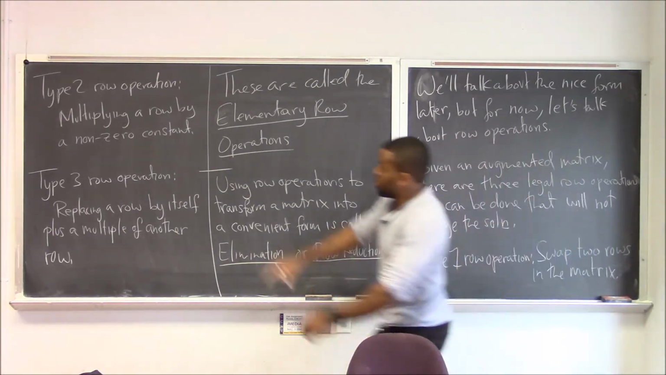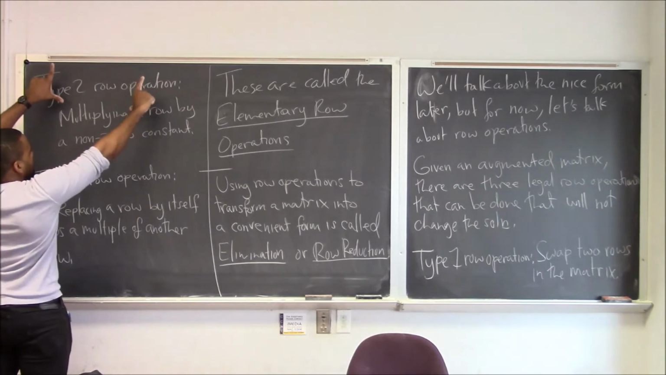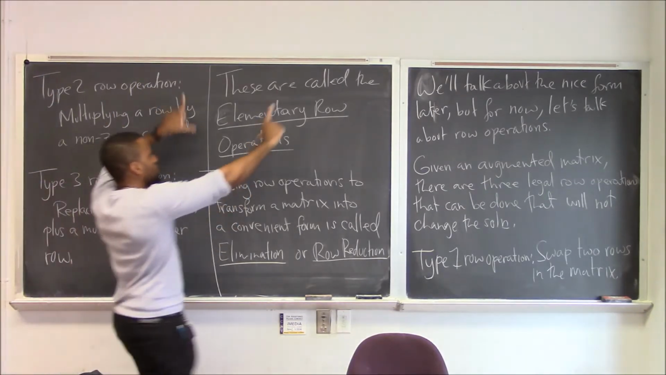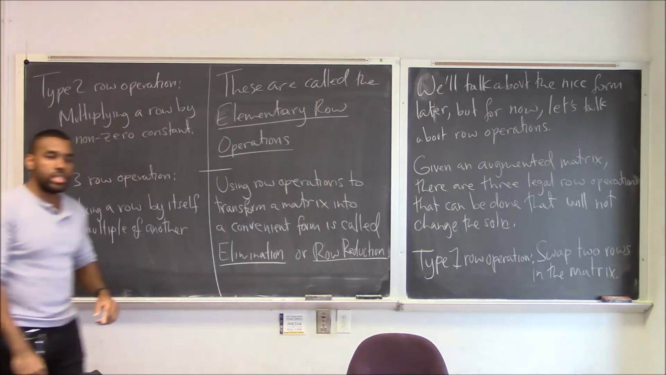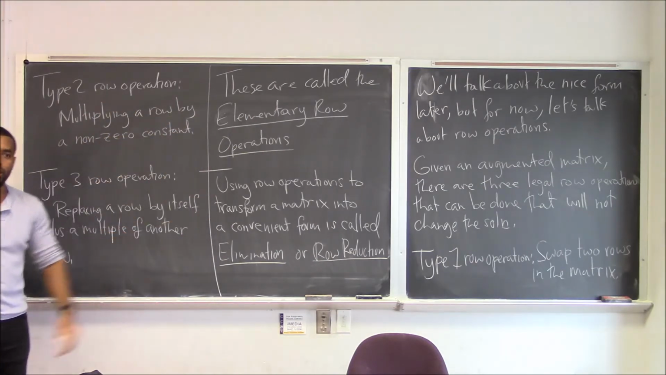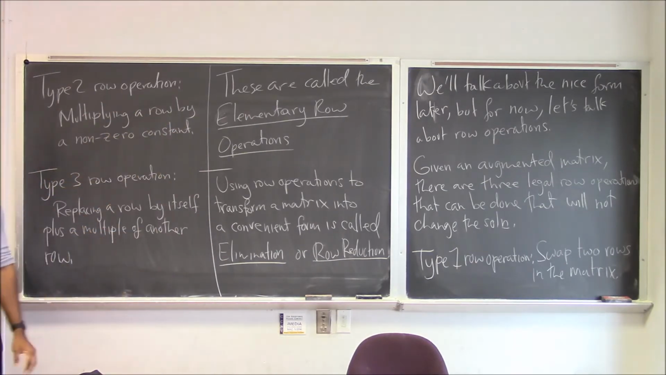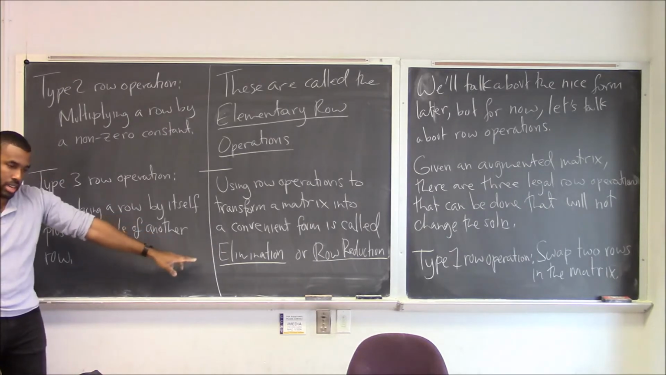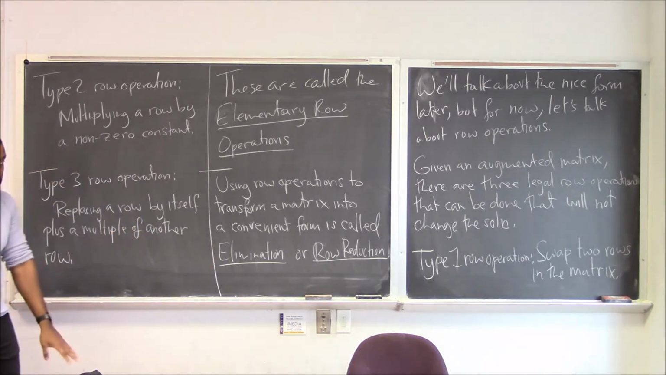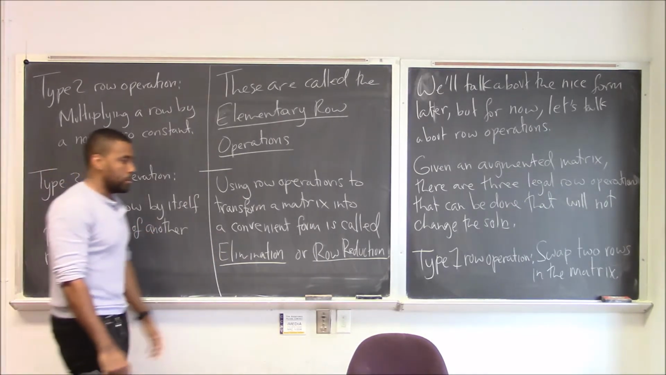So if I started with some sort of augmented matrix that represents a system, and I did a bunch of row operations to get it to a nicer form, we would say I have just performed row reduction, or I have just performed elimination. And there are classifications of eliminations that you can have. There's Gaussian elimination and Gauss-Jordan elimination, but that's in the next chapter.